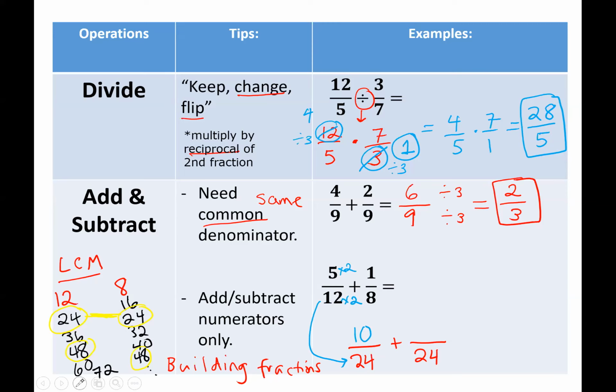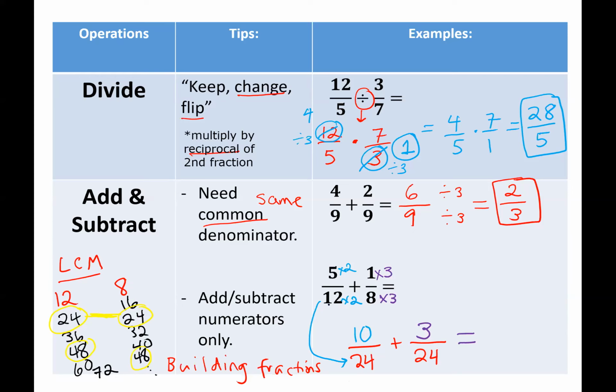Now let's do a similar process for the 1/8. How could we change 8 into 24? You can see in our list that it was the third number in the list. 8 times 3 is 24. So if I'm multiplying by 3 in the denominator, I should also multiply by 3 in the numerator. 1 times 3 would be 3. That is a lot of work. That's a lot of preparation work to get to this point where we can finally add.